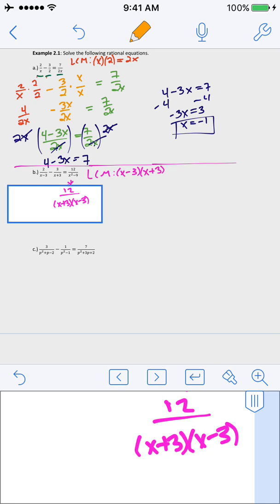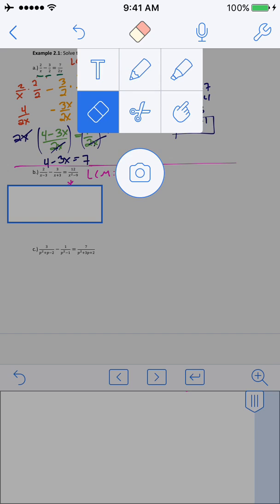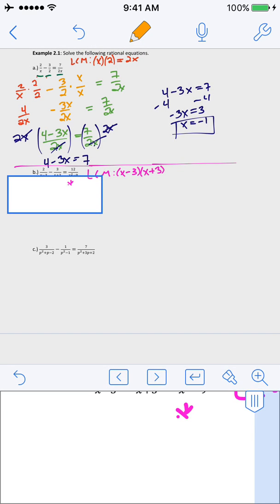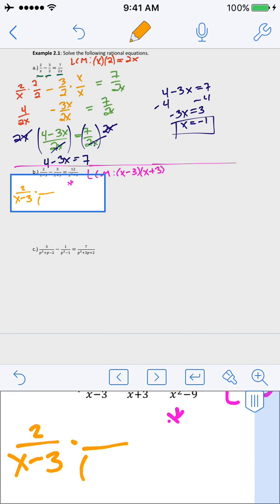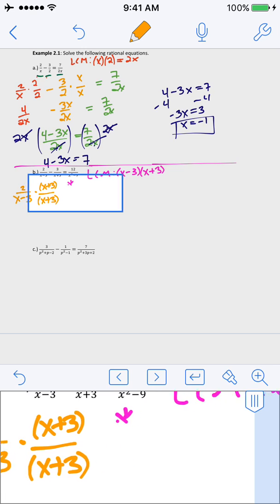I'm going to write it a little smaller. Sorry, I have to erase that. So I'm just going to go up and write it a little smaller. 2 over x minus 3. What's missing from that denominator? The x plus 3 part. So I'm going to multiply by what's missing, x plus 3. What I do to the bottom, I must do to the top. Multiply by x plus 3.